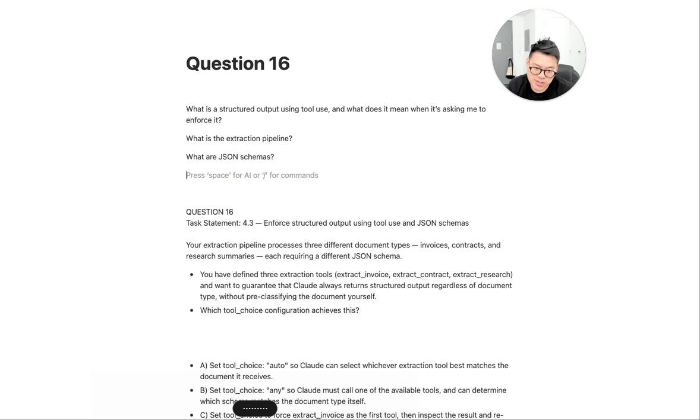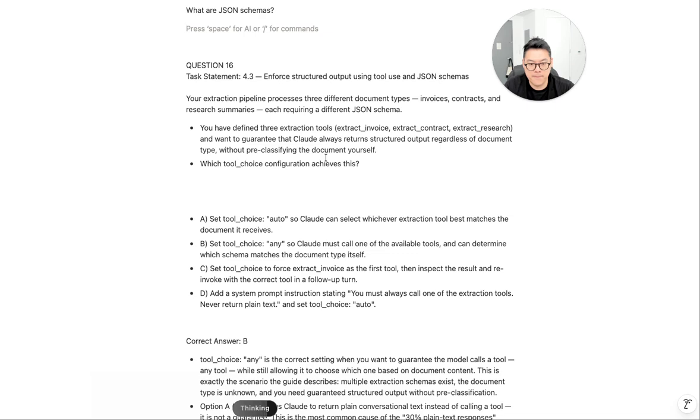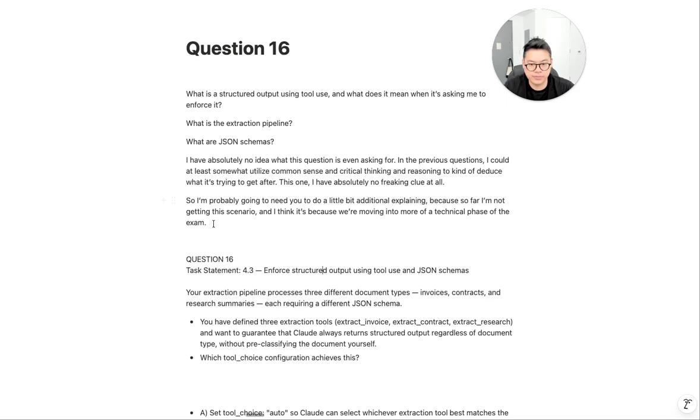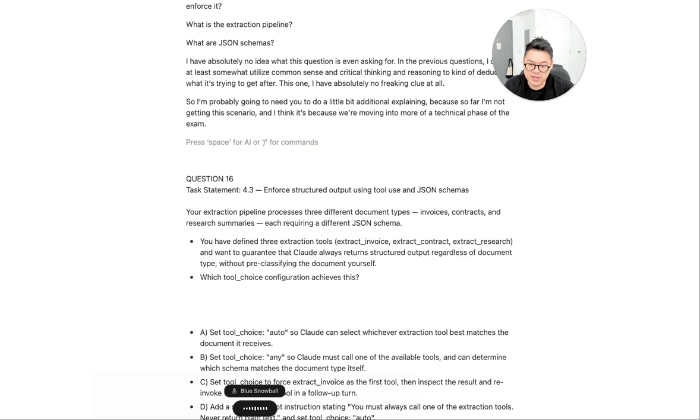In the previous questions, I could at least somewhat utilize common sense and critical thinking and reasoning to deduce at least what it's trying to get after. This one here, I have absolutely no freaking clue at all. So I'm probably going to need you to do a little bit additional explaining because so far I'm not getting this scenario. And I think it's because we're moving into more of a technical phase of the exam. So I'm going to need you to parse through this and give me a definition for pretty much all of the technical vocabulary of this question.